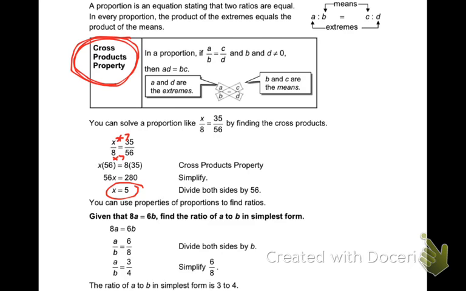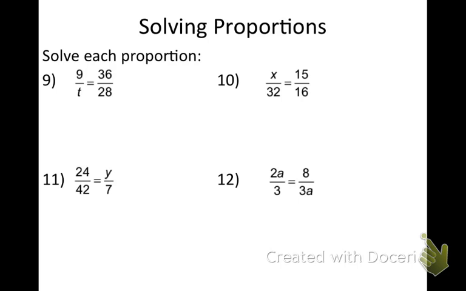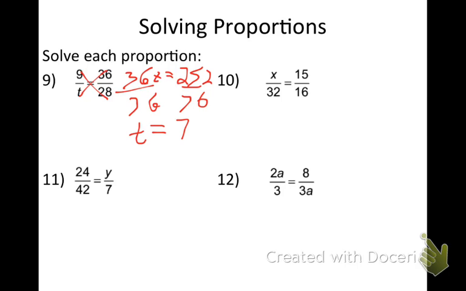Okay, so let's look at number 9 here. I want to solve each proportion. 9 over t equals 36 over 28. I can do cross products if I would like. For instance, cross products would take 9 times 28, 36 times t. That would get me 36t equals 9 times 28, which is 252. And then I would divide by 36, and you get t equals 7. That's some hard work with some big numbers, right?